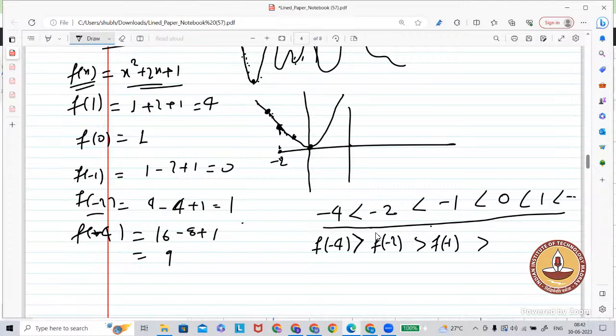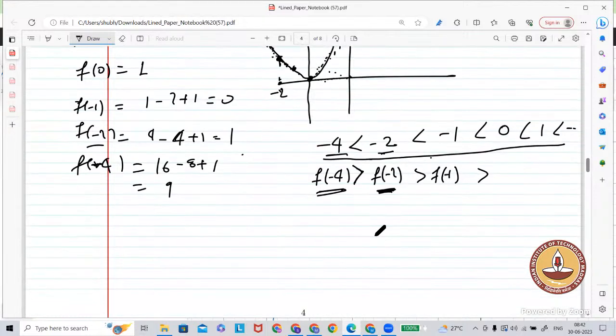See, minus 2 is bigger than minus 4, but the output you are getting is bigger compared to this one. Minus 4 is lesser than minus 2, but the output you are getting is this one. So in this case, it is decreasing. And in this case, you are giving bigger and bigger input numbers, and it is also increasing the value here.